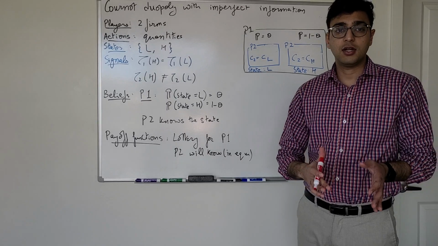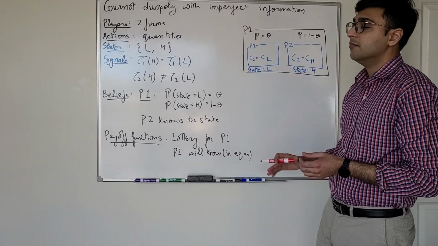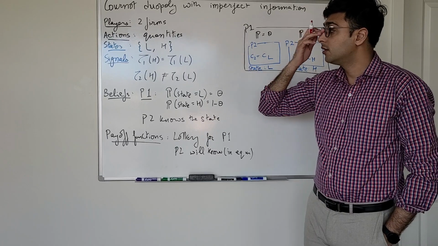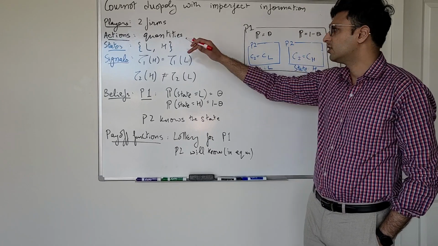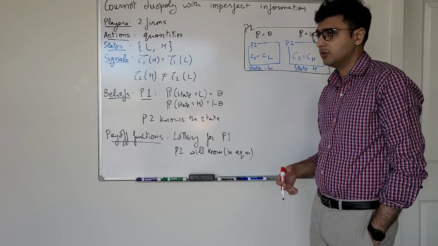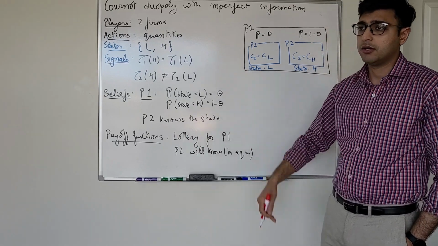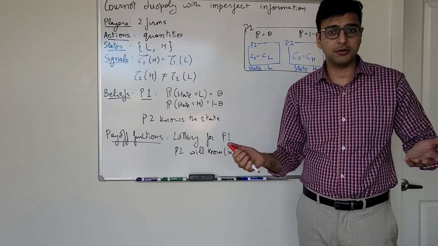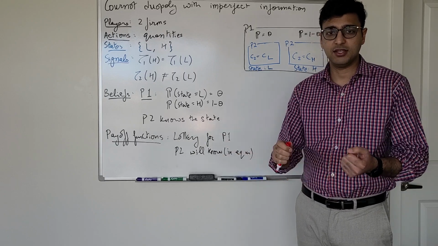So what we'll start with today is Cournot duopoly with imperfect information. The players in this game are the two firms. Their actions are the two quantities that these two players will choose. The states will be L or H. You know the Cournot game, we've played it a bunch of times, we've seen it earlier.